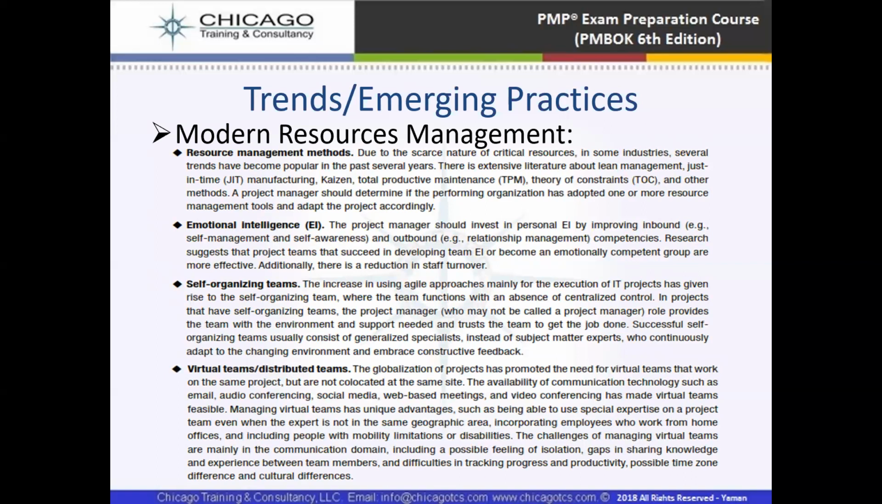And what are the trends and emerging practices nowadays? Modern resource management. What is modern resource management? Due to the scarce nature of critical resources in some industries, several trends have become popular in the past several years. There is extensive literature about lean management, just-in-time manufacturing, Kaizen tools, total productive maintenance, theory of constraints, and other methods. A project manager should determine if the performing organization has adopted one or more resource management tools and adapt the project accordingly.